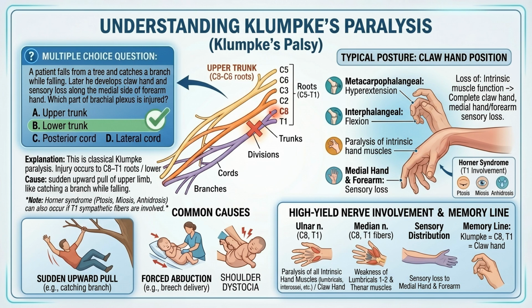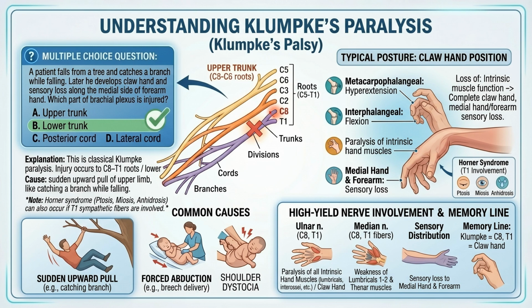Now whenever you see claw hand, especially after sudden upward pull of the limb, you should immediately think of Klumpke's paralysis, also called Klumpke's palsy. And the correct answer here is B, lower trunk. Now let us understand why lower trunk is the answer.